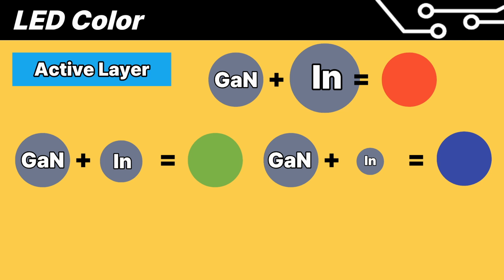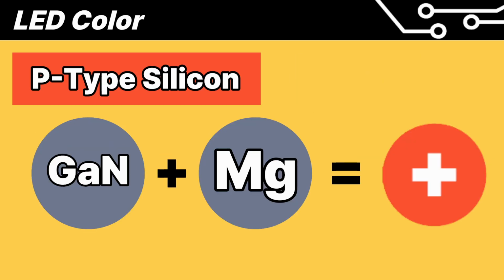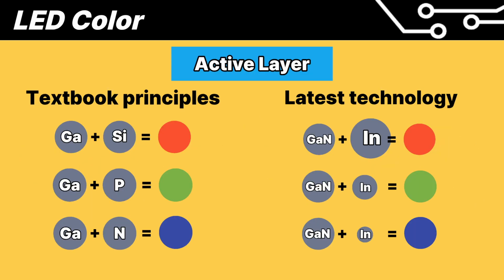For red, the tracer method is often used due to efficiency issues, but in other methods, a very large amount of indium is added to gallium nitride. When making the p-type semiconductor, magnesium gas is mixed with gallium nitride. The differences can be summarized as follows.